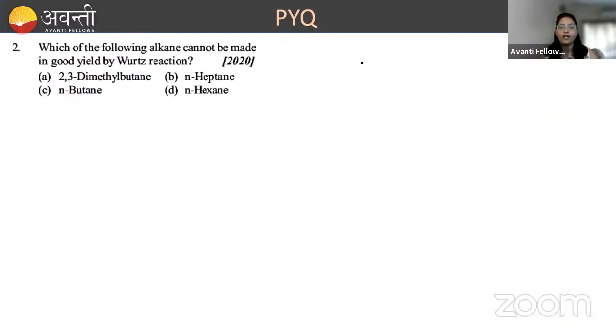Next, which of the following alkanes cannot be made in good yield by the Wurtz reaction? So do you remember what a Wurtz reaction is? The Wurtz reaction is used to prepare which type of compounds?